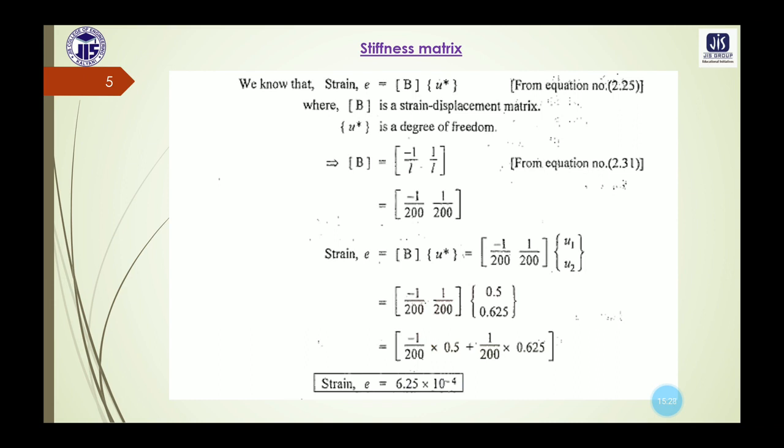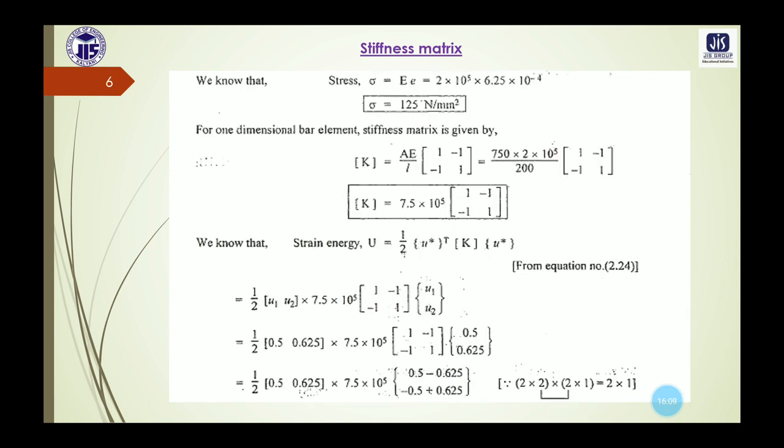Next we have to calculate the strain, and for that we have used the formula of strain, that is equal to the B matrix, that is the row matrix, multiplied by the U star matrix, which is a column matrix. The formula of this B matrix is a row matrix of minus 1 by L and 1 by L. As you know the value of L, we have entered that value here, and for the column matrix U star we have written the column matrix of U1 and U2, which are the nodal displacements. After that we have entered the values of U1 and U2, and finally we have done the matrix multiplication to calculate the value of strain, which is coming as 6.25 into 10 to the power minus 4.